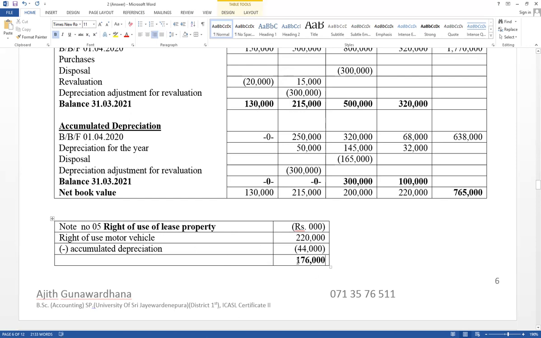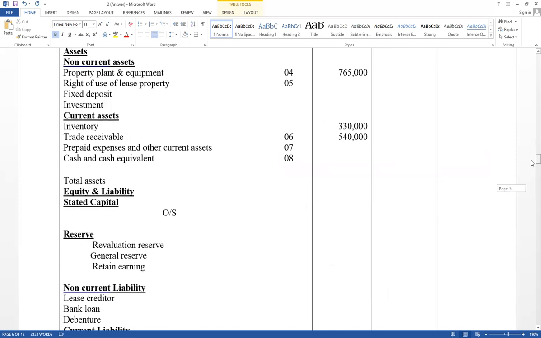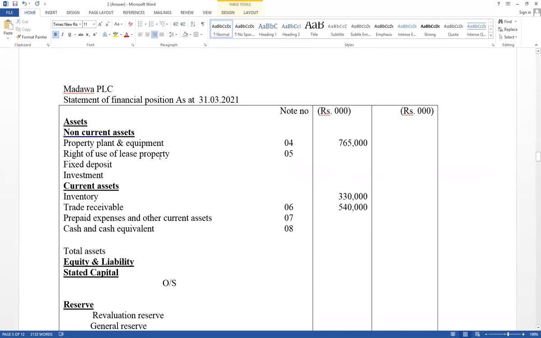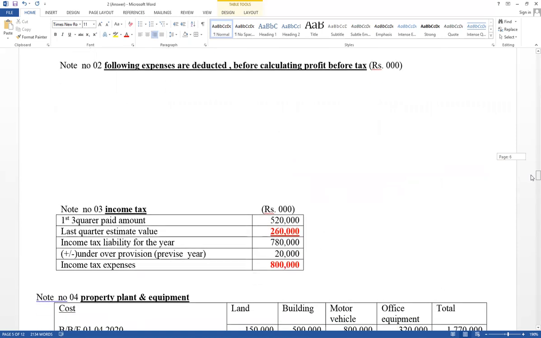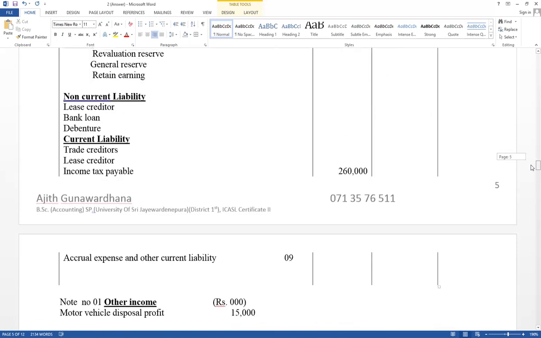Cannot be considered as a property, plant and equipment. Cost minus accumulated depreciation. Asset purchased at the beginning of the year. Therefore, annual depreciation should be deducted as accumulated depreciation. 176,000, recorded in the financial position as a right of use of lease property. Then think about lease interest and lease creditor also should be disclosed in the financial position.